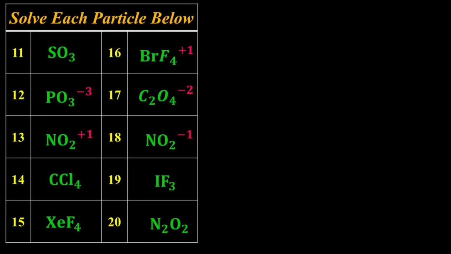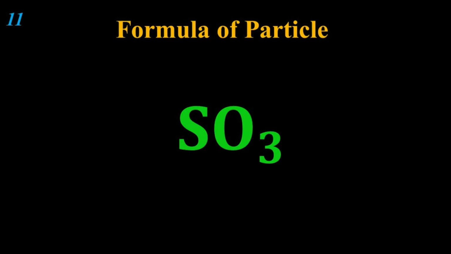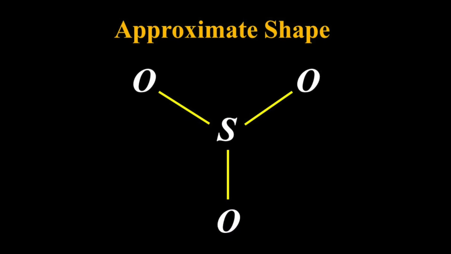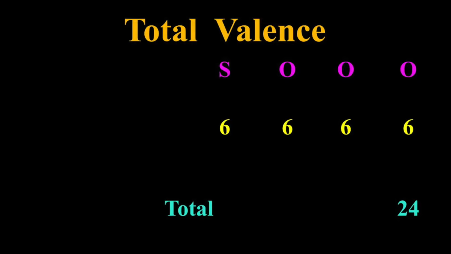So let's begin with sulfur trioxide. For the particle sulfur trioxide, we want to draw just the basic shape given the information, which is very little. So we'll just draw a trigonal planar model just to see the bonds and the outer atoms. The total will be 6, 6, 6, 6, which is 24 electrons. That'll be the total.